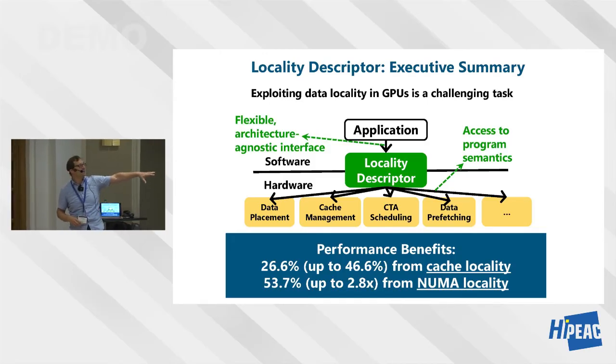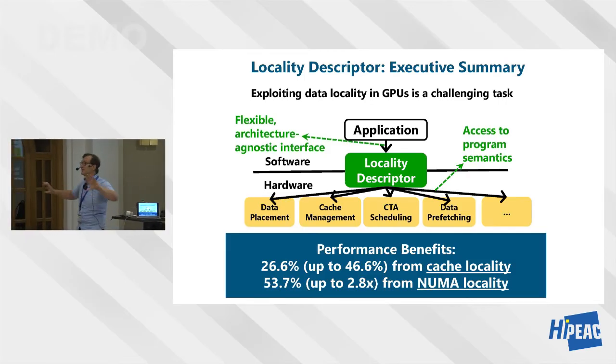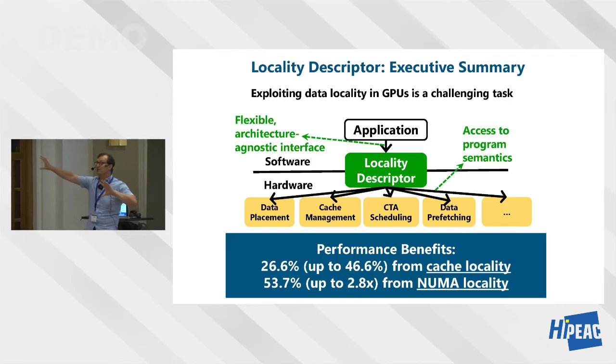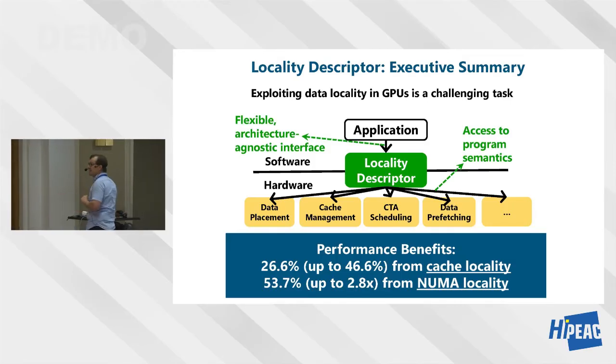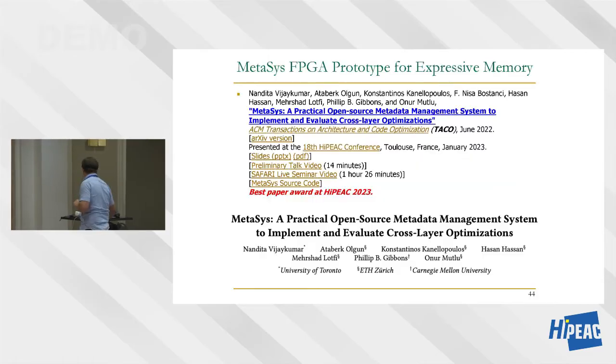These are some performance examples. You can improve cache locality, and as a result, you get more than 20% performance improvement. You can also include NUMA locality, non-uniform memory access locality, and figure out which threads should be allocated to which NUMA nodes, and this way you can actually get a lot more performance. So this is an example prototype that we did with NVIDIA.